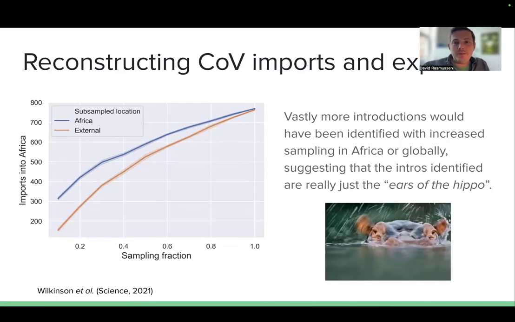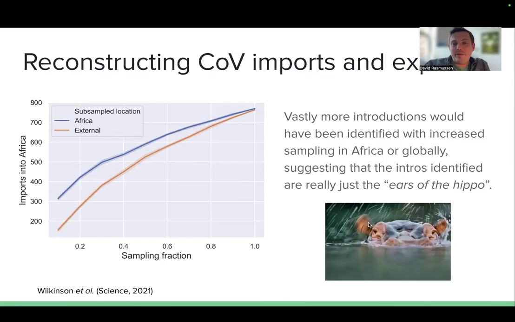So we were obviously only sampling the tip of the iceberg here, and our samples were only revealing a small fraction of the true number of viral lineages that had been introduced into Africa over time. I was talking about this with Ed Wilkinson one day, and I was like, "Well, it's just the tip of the iceberg." But he mentioned to me that South Africans have this really nice saying where instead of saying tip of the iceberg, they say the ears of the hippo, which makes complete sense if you've ever seen hippos in the wild.